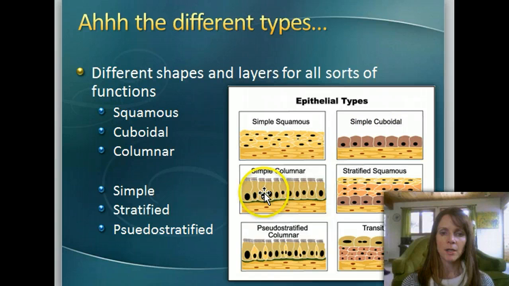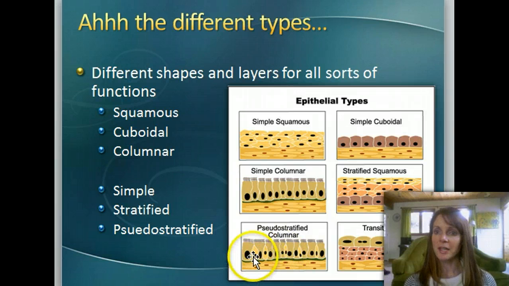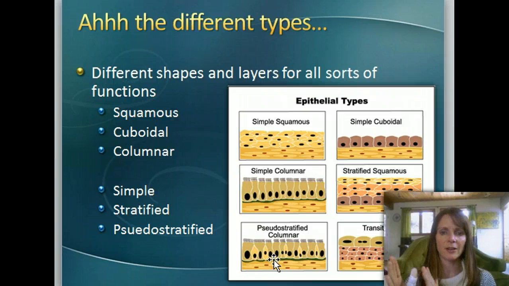Simple columnar. You also have pseudostratified. Pseudo means false, okay? So it looks like this is layered. Stratified means layers. Pseudostratified means it looks like there's layers of these columnar cells, but really not, okay? If you look at that a little bit closer, you'll see that it's still actually one layer. It's actually simple columnar, but this is called pseudostratified.